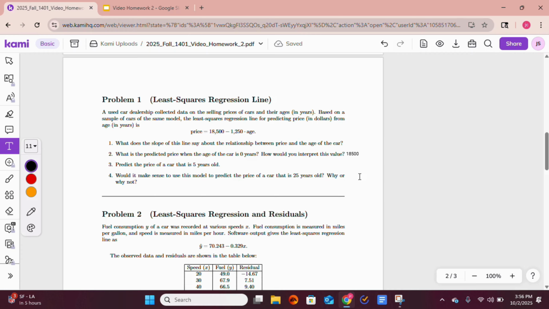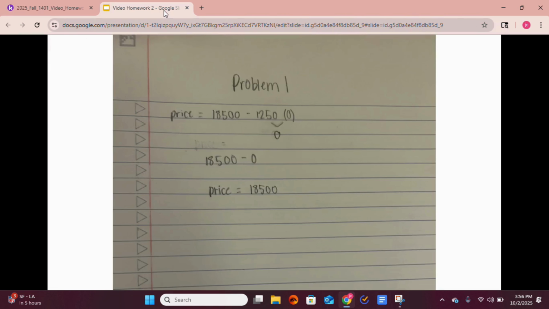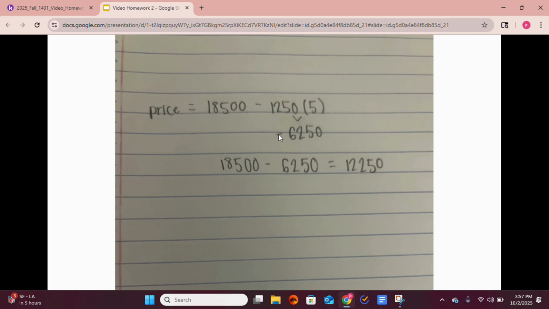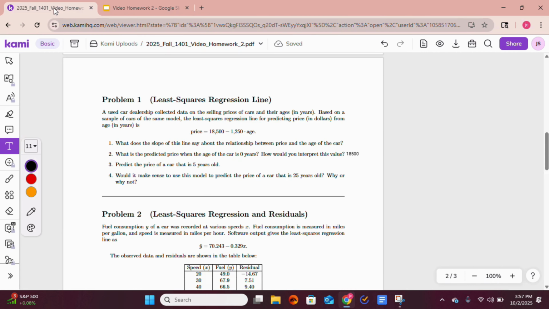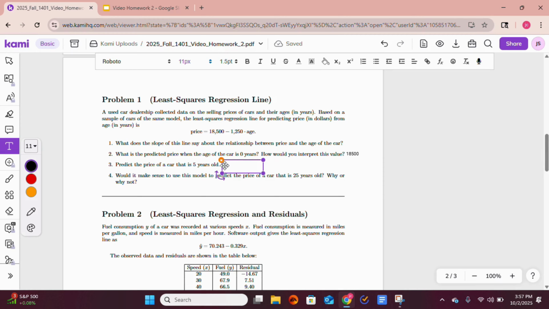Let's move on to question 3, which asks us, predict the price of a car that is 5 years old. To do this, we would need to plug in 5 to the equation. Then we would multiply negative 1,250 by 5 and get negative 6,250. We are then left with 18,500 minus 6,250, which would be our answer of 12,250. So according to the equation, a 5-year-old car would be 12,250.